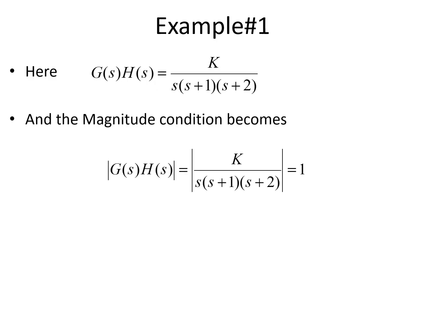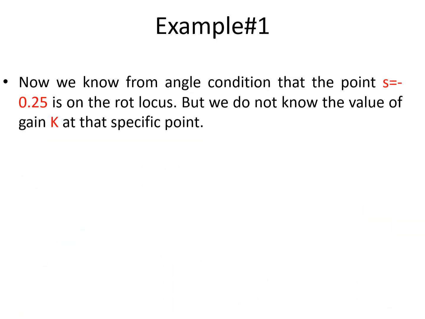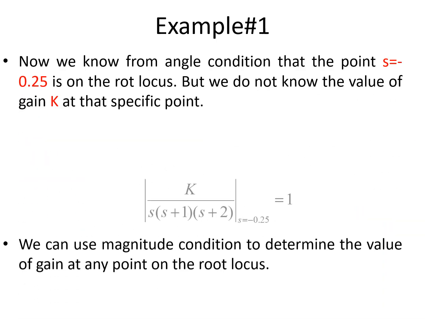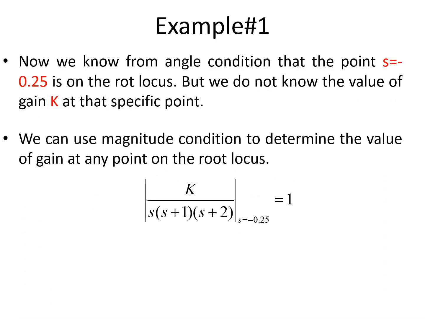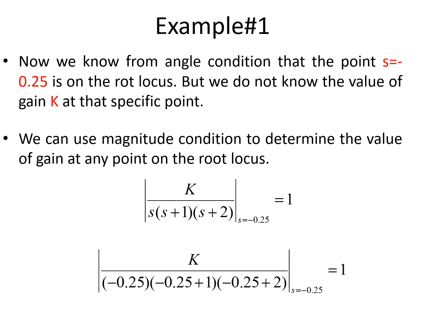Now we have to satisfy the magnitude condition. According to that, the magnitude of G(s)H(s) should be 1. So let's see how this works out. For the magnitude condition, the angle condition is already satisfied, and s is taken as equal to minus 0.25. But we do not know the value of K at that specific point, so we can use the magnitude condition to determine the value of the gain at the point where s is equal to minus 0.25.